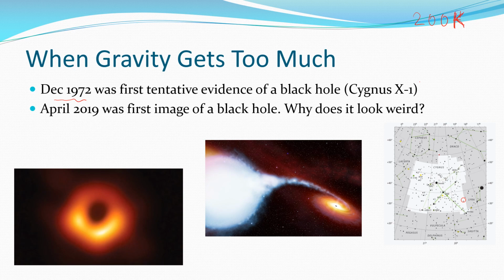So, Cygnus X-1 was the first black hole that we sort of had evidence of. Look at this little diagram here. You can see the Southern Cross through there, and there he is right there.